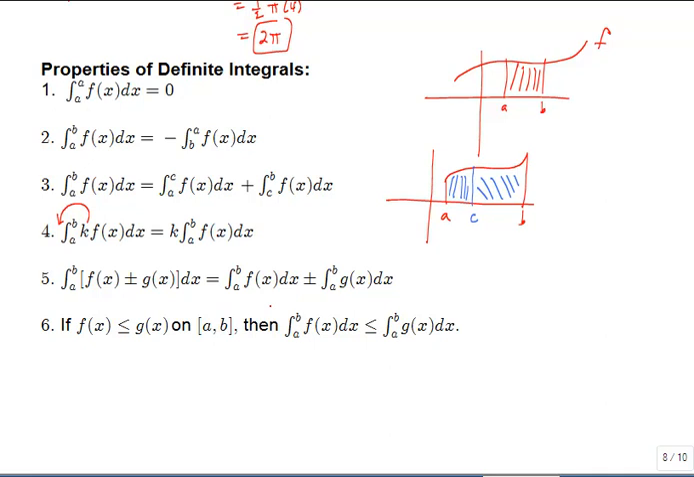And then the last one here says if you have a function f that is less than or equal to g of x on an interval, then the area from a to b under f should be less than or equal to the area under g from a to b. So again, this is very visual. If you think about a function f which is lower than some function g, then from a to b, the area under f, which is this red stuff, is obviously going to be less than the area under g, which would be the blue stuff. So that's what that property is saying.